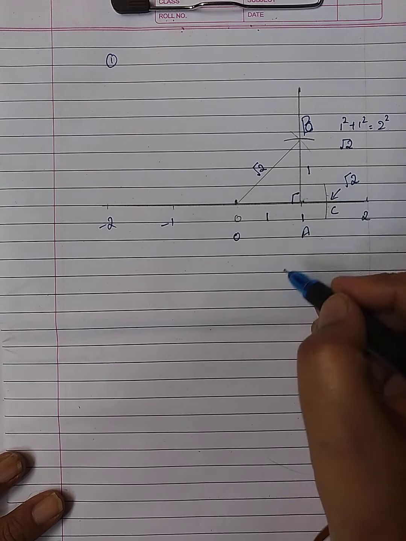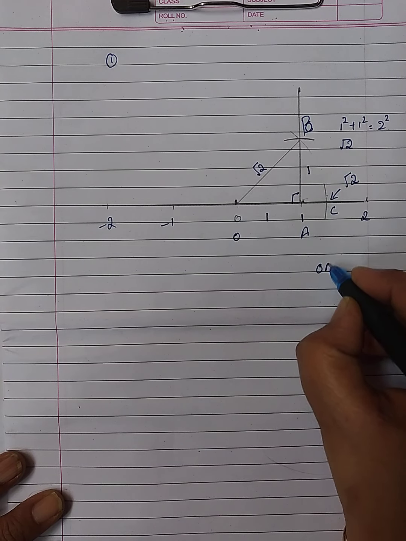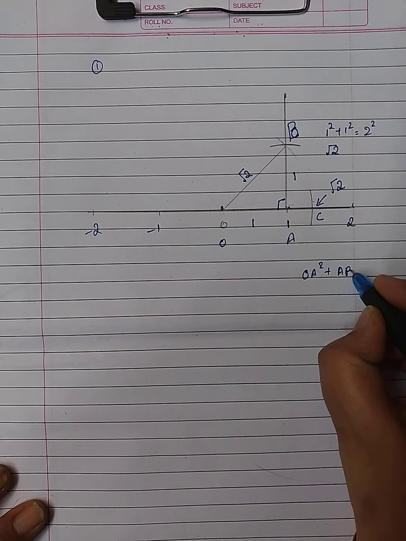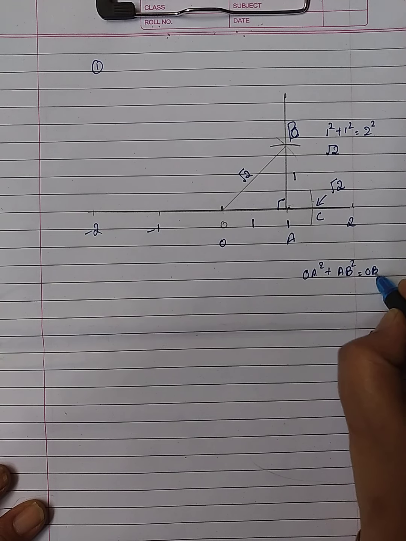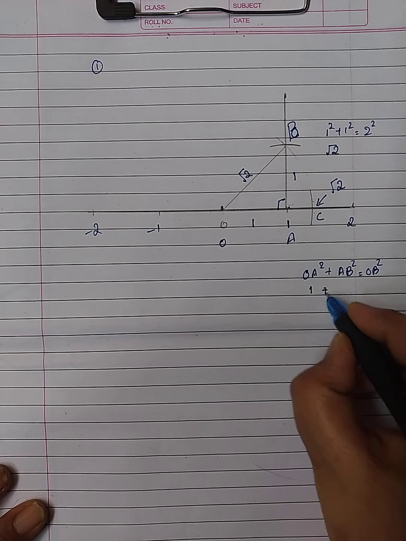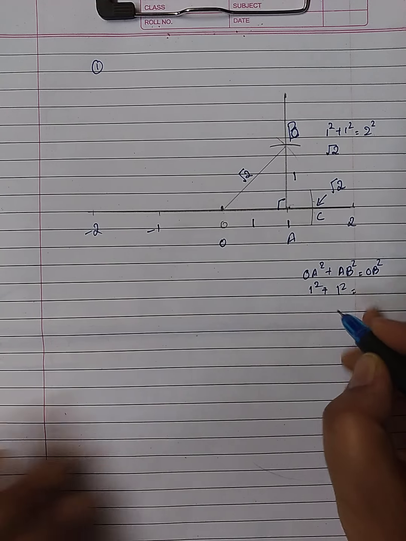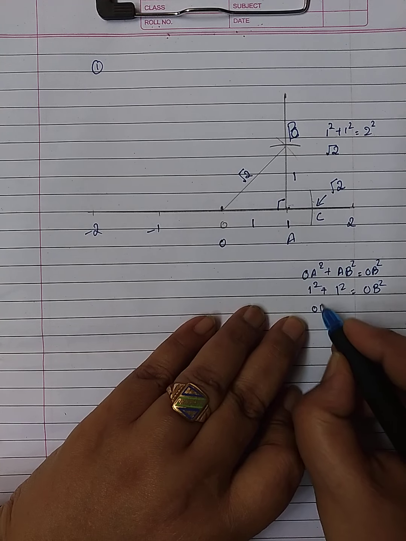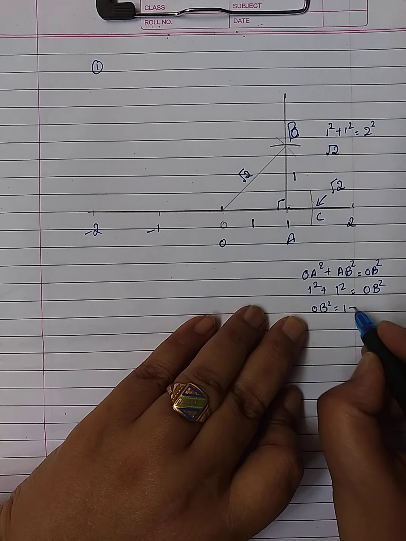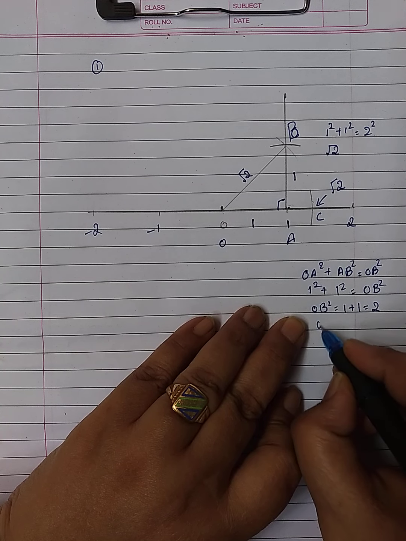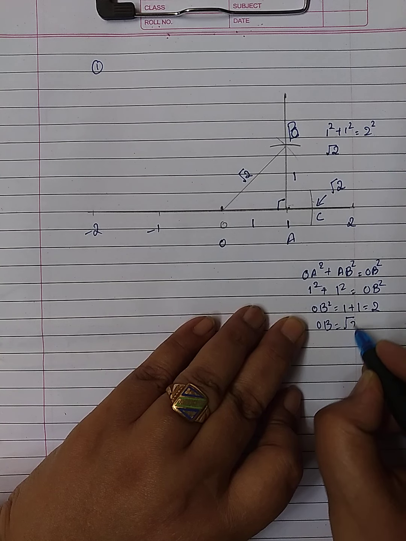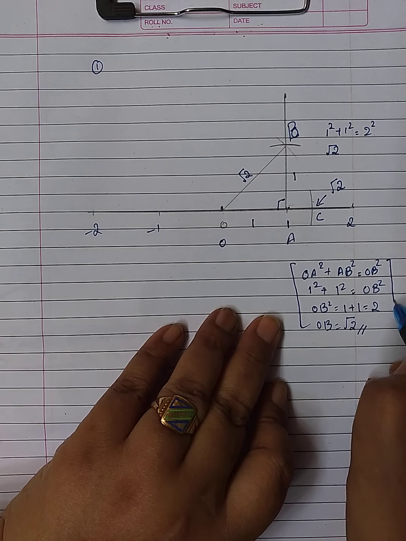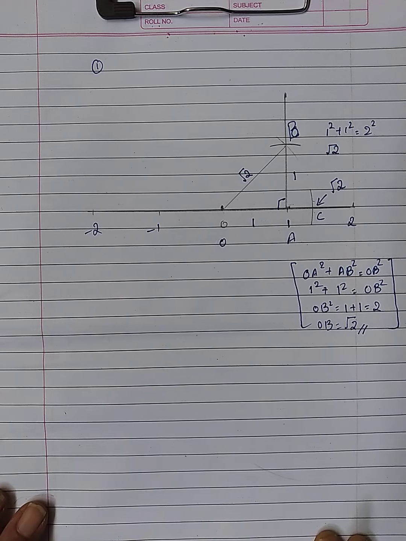How will you get it? This is OA square plus AB square equal to OB square, that is 1 square plus 1 square equal to OB square. OB square equal to 1 plus 1, that is 2. OB equal to root 2. This calculation we have to write on the side.